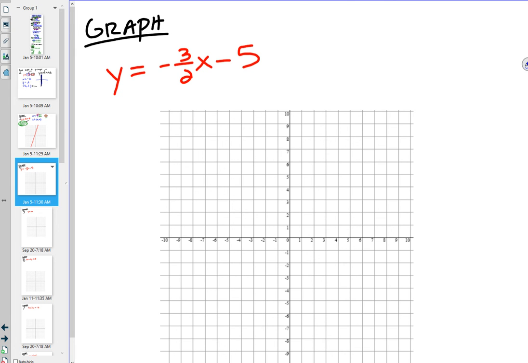What's the slope? What form is this in? This is also slope-intercept form. The reason why they call it the slope-intercept form is because I can just look at it and identify the slope and the y-intercept. What's the slope here? -2.